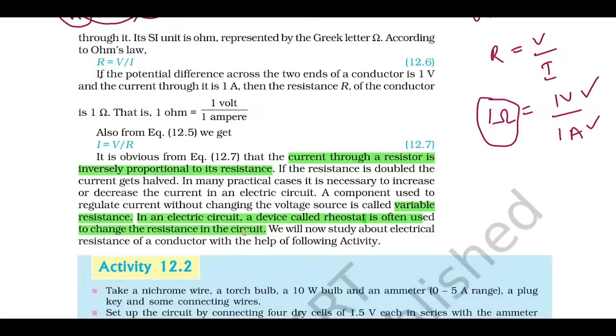What is rheostat? Rheostat is a component which is used to what? Change the resistance in the circuit. Okay? Why do we need to change the resistance in the circuit? To change the current. The potential difference remains constant. To vary the current, you should change the resistance. To change the resistance, what is the component we use? We use a component called a rheostat.